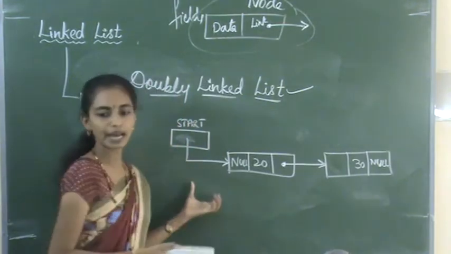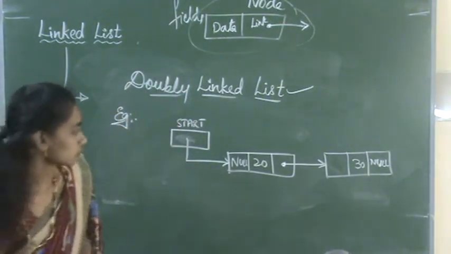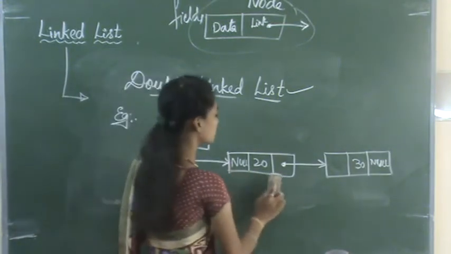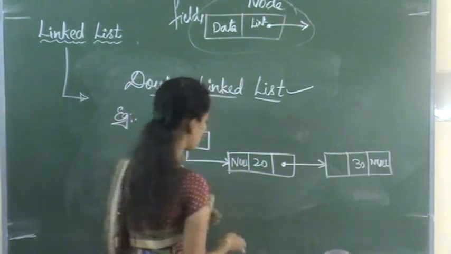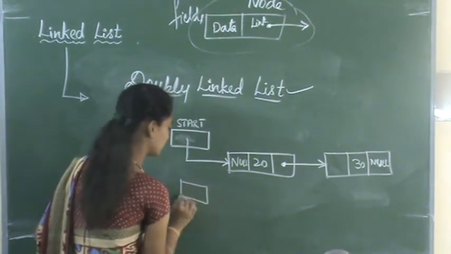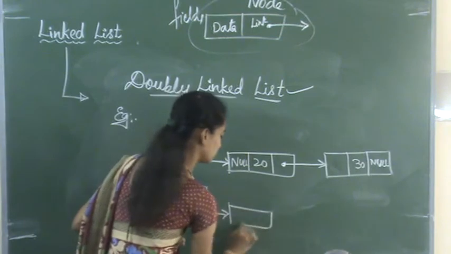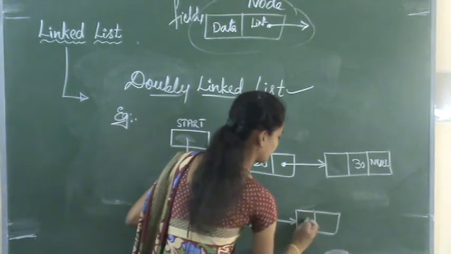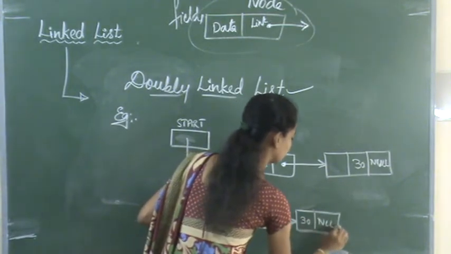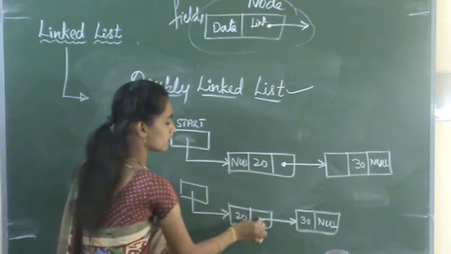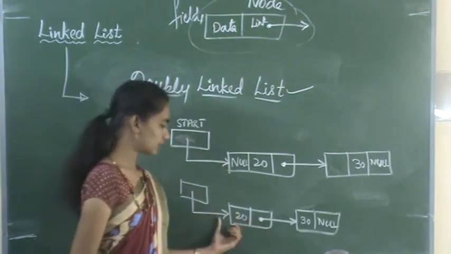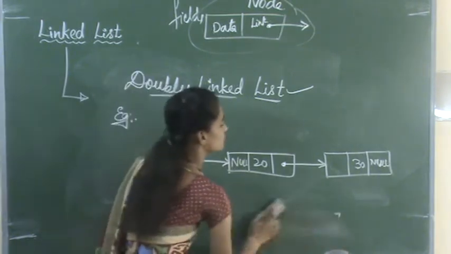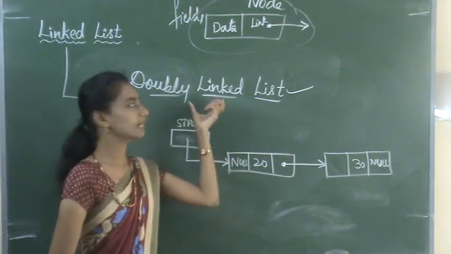So like this we are representing the doubly linked list. Okay. So we can represent it like this, or we can just write it like this. So this is also the same. This contains the null value and this contains the null value. So this is an example for a doubly linked list.